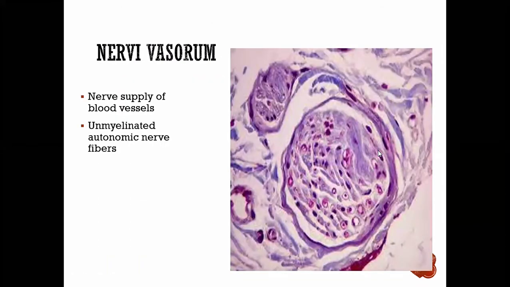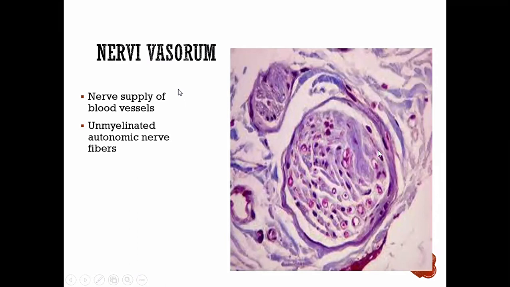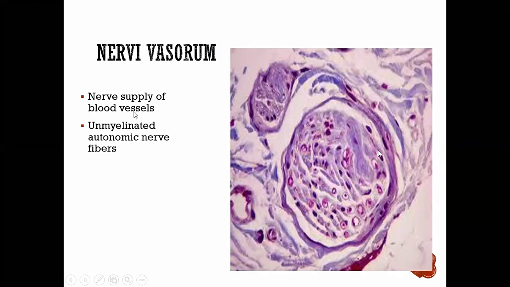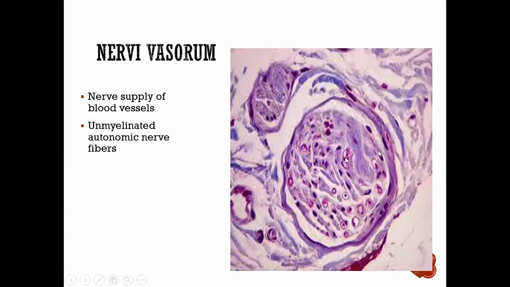The nervi vasorum is the nerve supply of the blood vessels. Vasa vasorum, blood vessel of the blood vessels, while nervi vasorum, nerve supply of your blood vessels. These are your vasa vasorum. Okay, where is it located? Also in your adventitia.